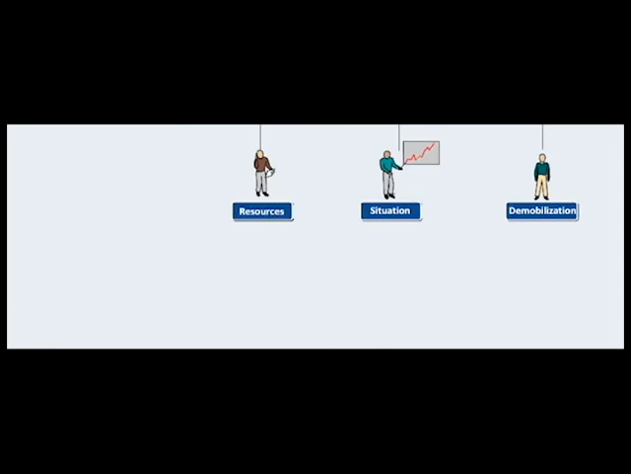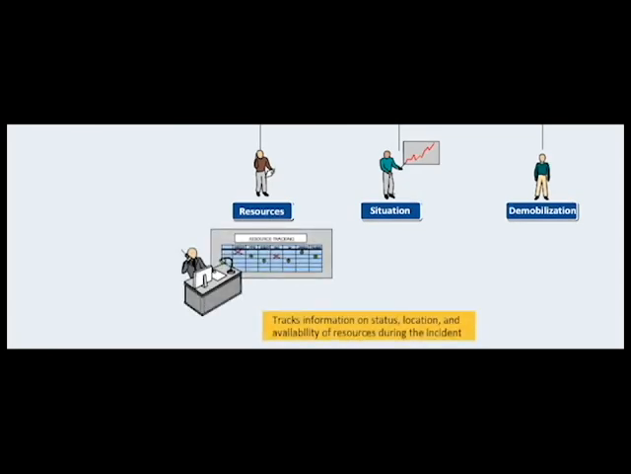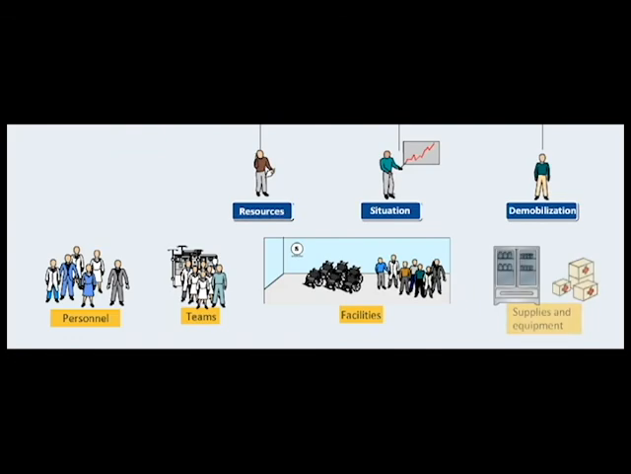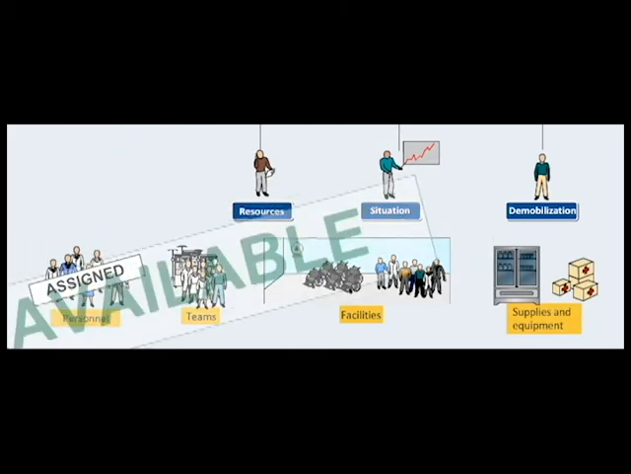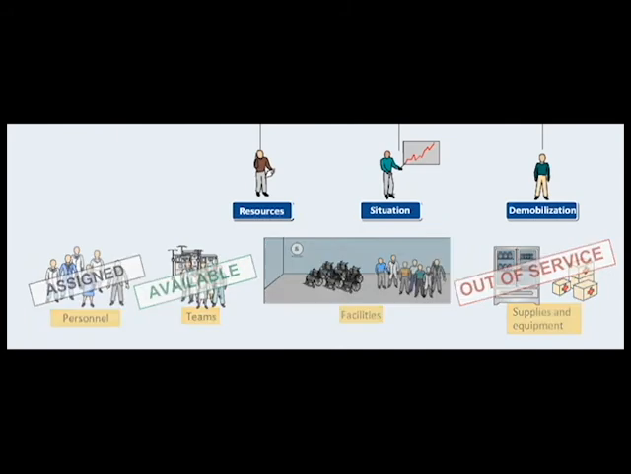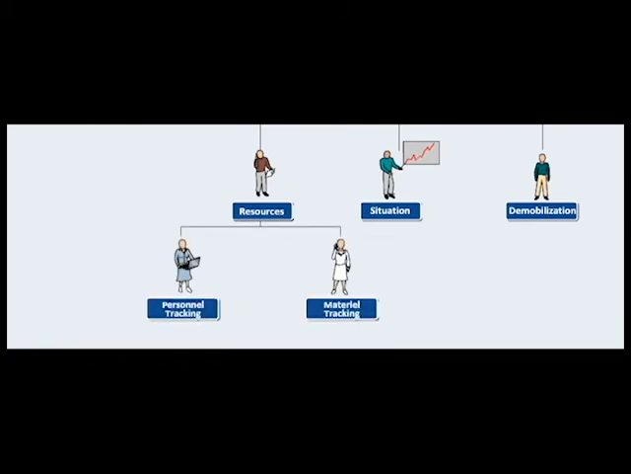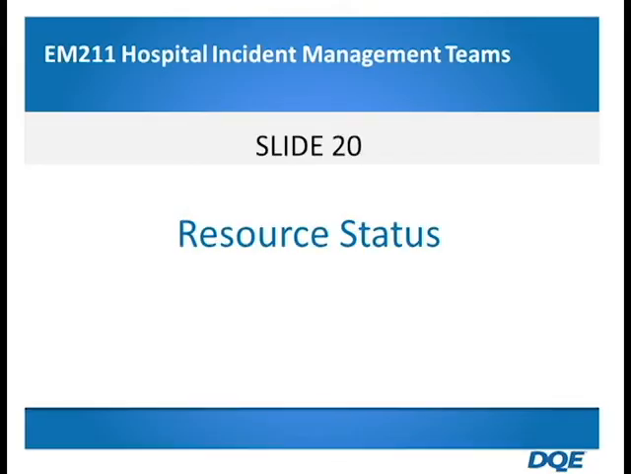The resource unit leader tracks information on the status, location, and availability of resources during the incident. Resources include personnel, teams, facilities, supplies, and equipment, which can be categorized as assigned, available, or out of service. The resource unit maintains a system for tracking the status of all resources assigned to the incident. Personnel and material tracking managers may be appointed to assist the unit leader when necessary.